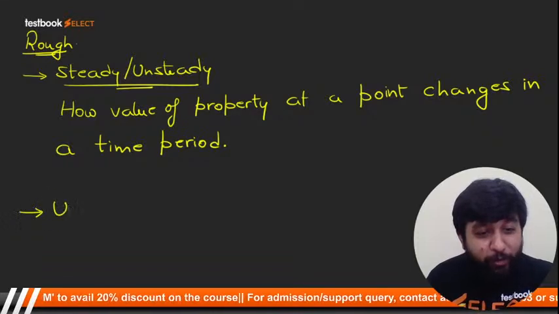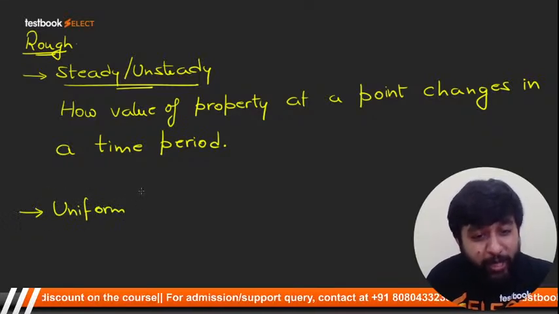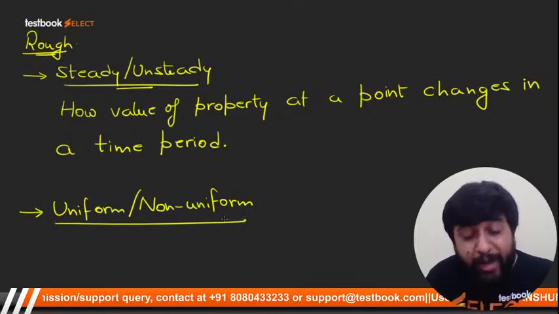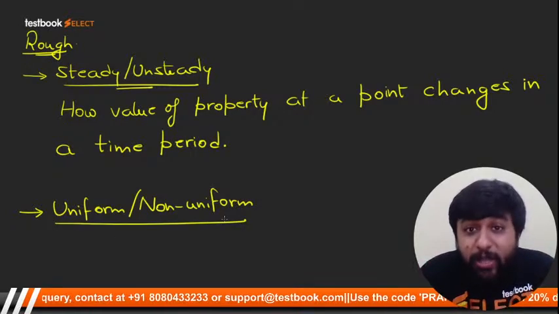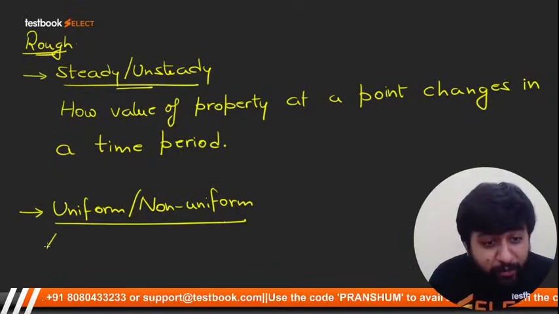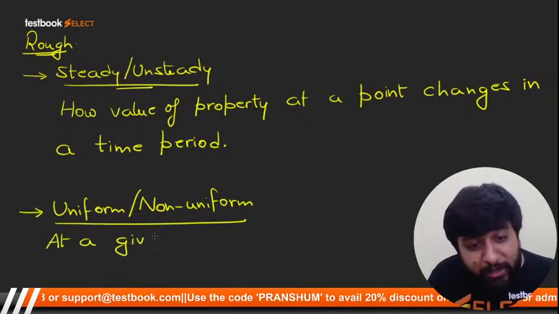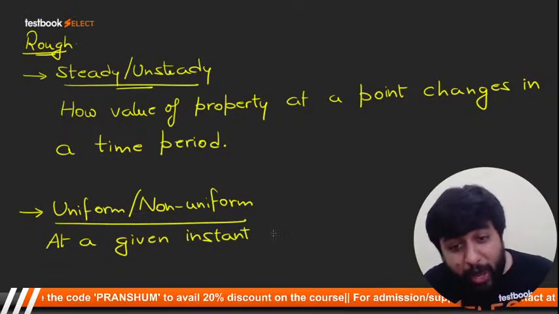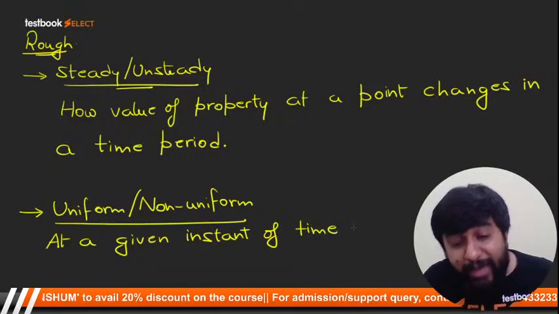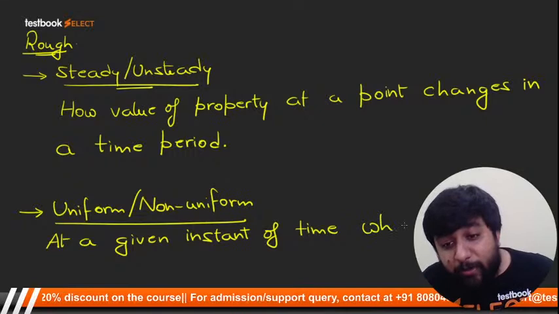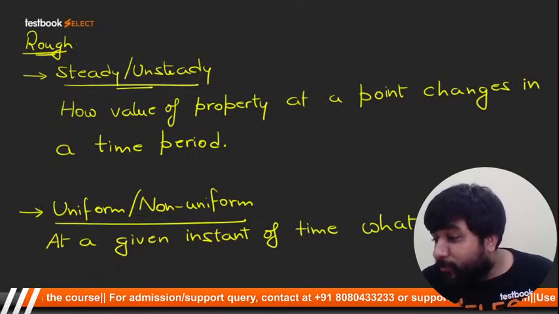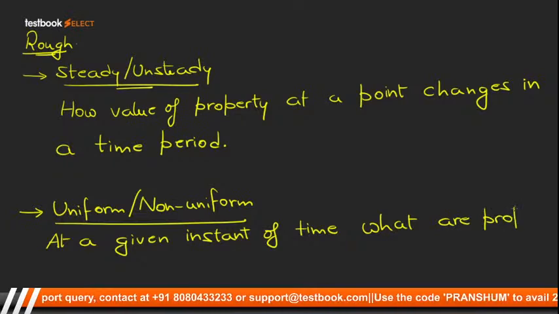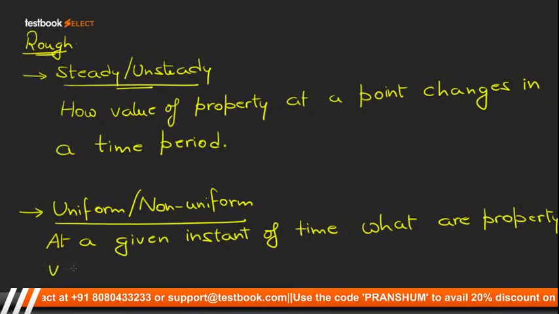So next point, uniform, non-uniform. Okay? So in uniform, non-uniform, what we do? We check that at a given instant of time, what are the values at different points? For example, during mid-semester, what were the marks of different students? So at a given instant of time, what are the property values at different points?